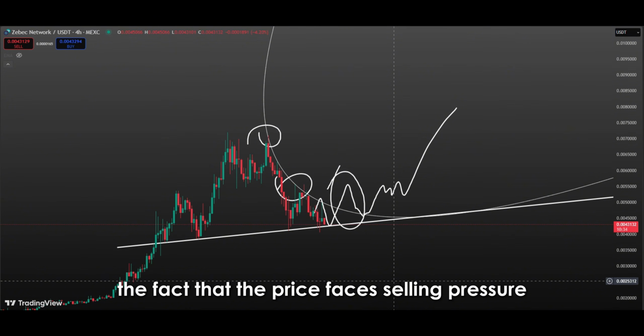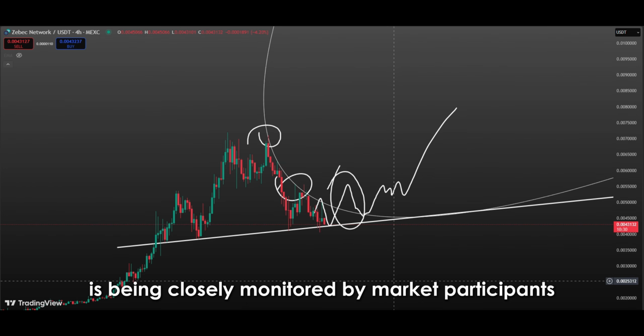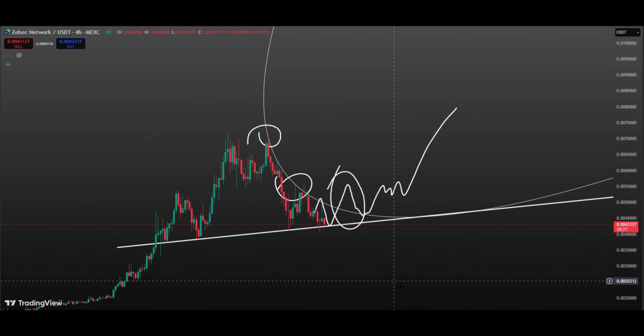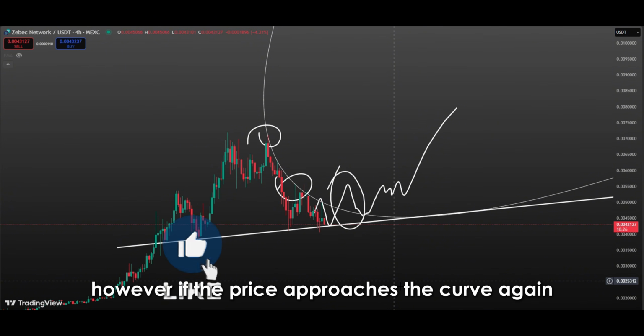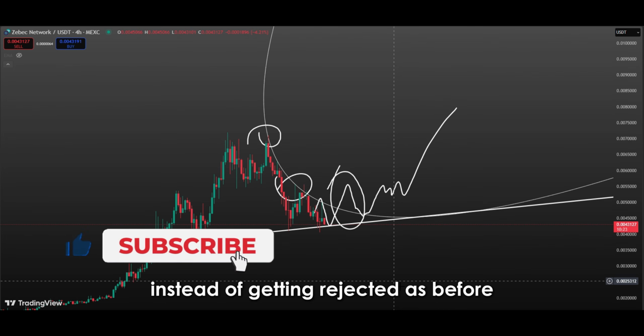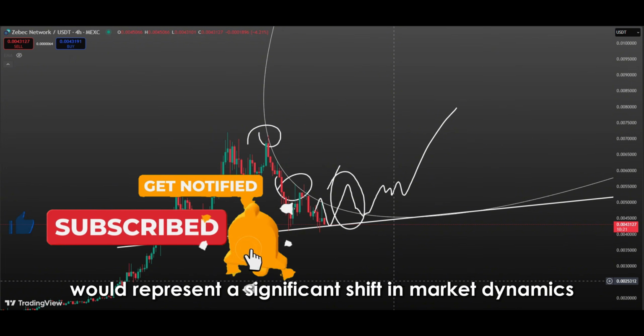The fact that the price faces selling pressure every time it touches this curve indicates that this level is being closely monitored by market participants, and that a strong supply zone has formed there. However, if the price approaches the curve again, and this time manages to break above it, instead of getting rejected as before, that moment would represent a significant shift in market dynamics.